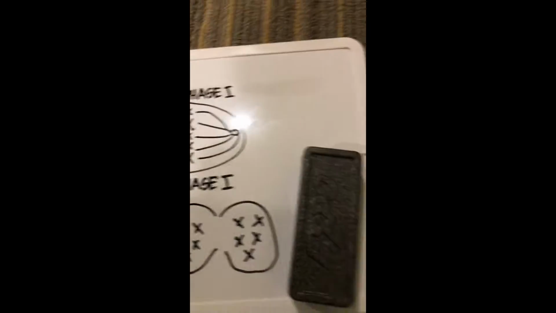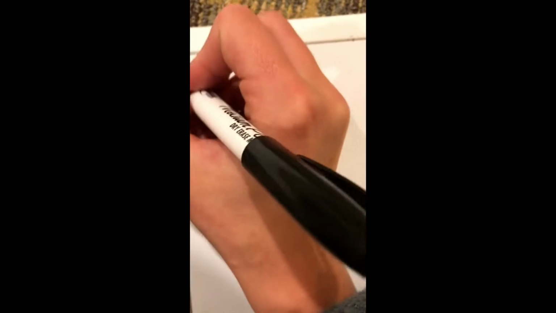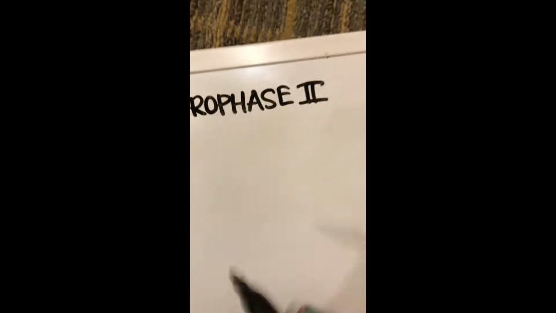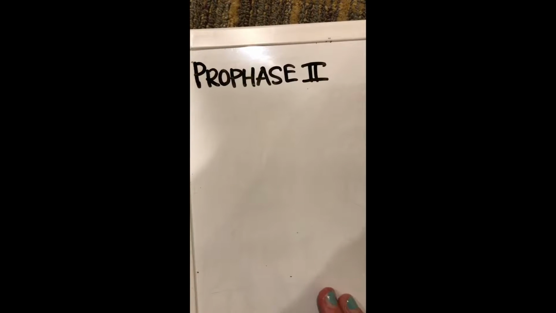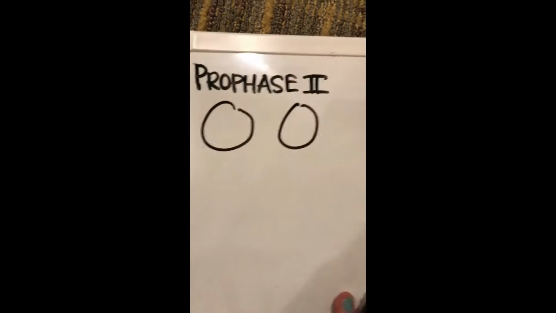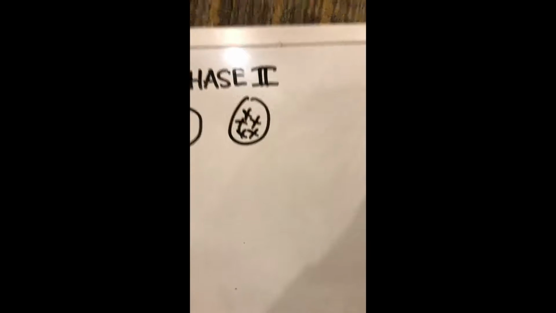But then new things start to occur, and you get to prophase 2. This is where the chromosomes and spindles start to form in both cells. In prophase 2, they are in 2 different cells, like we saw before.